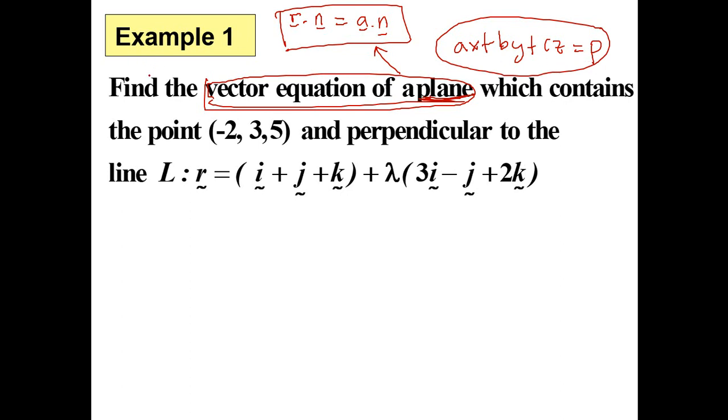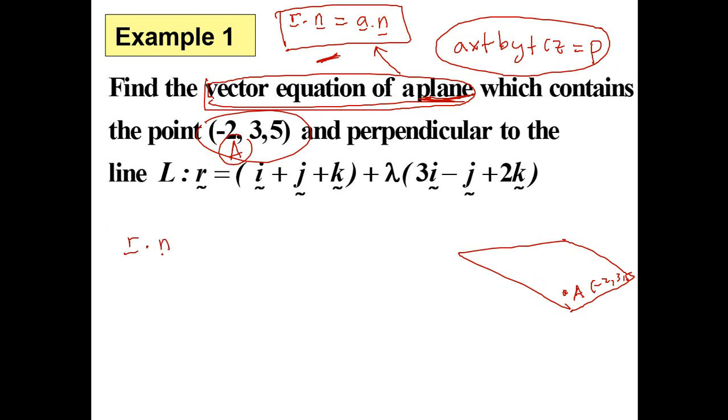Now, example 1. Find the vector equation of a plane which contains some fixed point A and is perpendicular to the line L. So this is a plane, and this is point A, let's say point A is (-2, 3, 5). For a plane, just write the formula for the vector equation of a plane: r dot n equals a dot n.